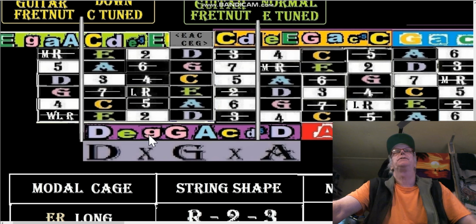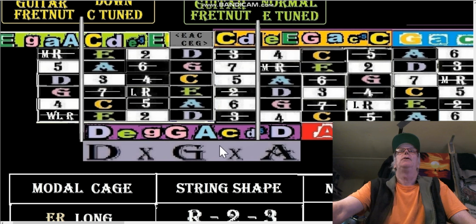C-A-G, E minor shape. So we want an E minor shape 3, 5, 7. E minor is usually in second inversion, so it'll be 7, 3, 5. We're going to go there. Now look how long that made the D box. Hey, wait a minute, I thought you said this is our D box.